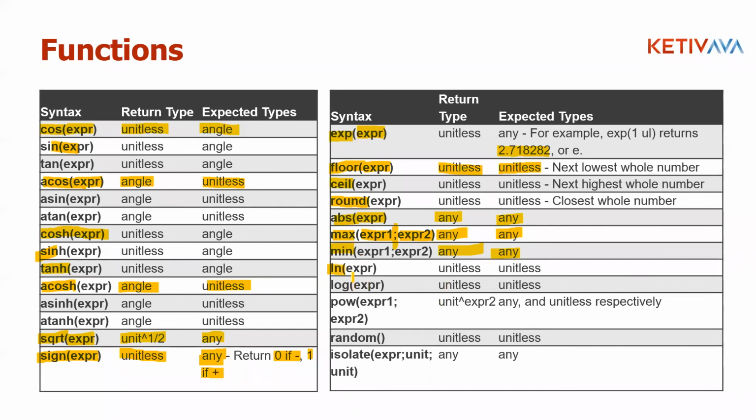ln is a natural logarithm, and it's pretty straightforward, but it does have to be unitless, and it does return a unitless value. So if you're going to be using ln, you're going to have to do some unit massaging there, like with the ceiling and round functions. Log is your logarithm. That's going to be a base 10 logarithm. Same idea, unitless expected, unitless returned.